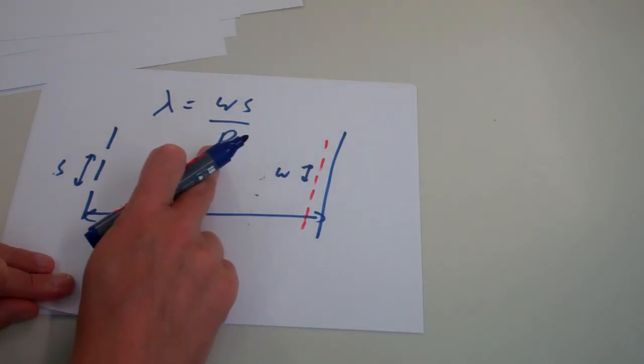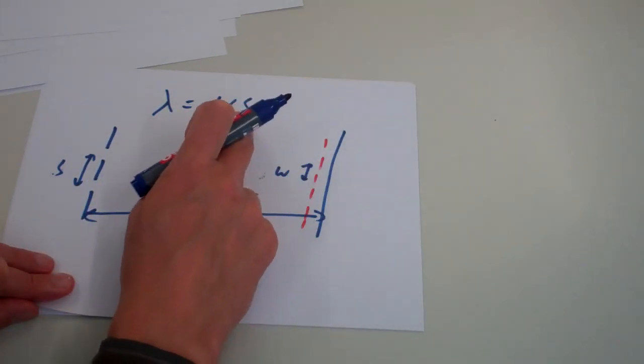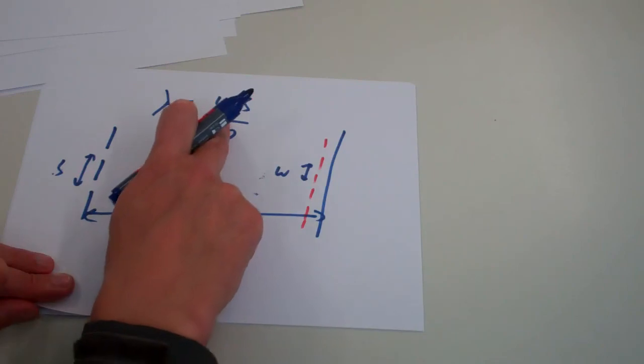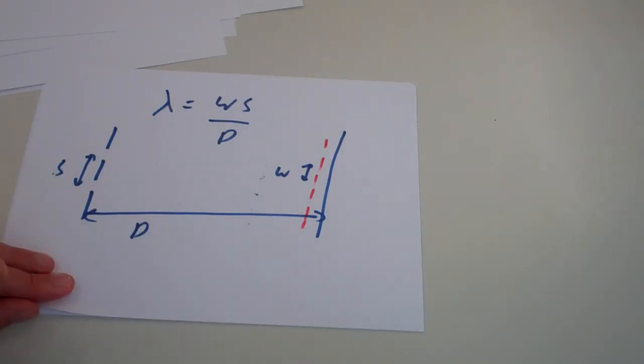And lastly, if we increase the distance from slit to screen, keeping S and lambda the same, W will increase because the ratio of W to D must stay the same.